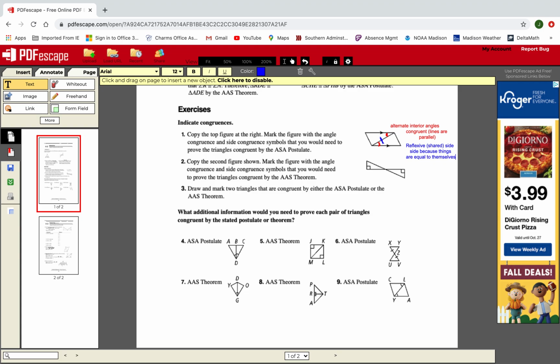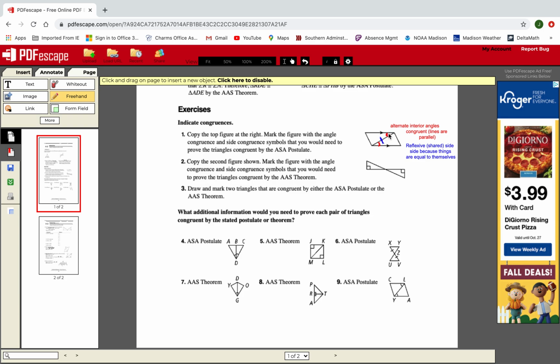Hope that makes sense. Okay, so they want to know, mark the figure with the angle congruence and side congruent symbols that you would need to use ASA. Okay, so if I'm going to use ASA, let me go with green here. The additional information that I would need, let's find out what additional information we would need, okay?